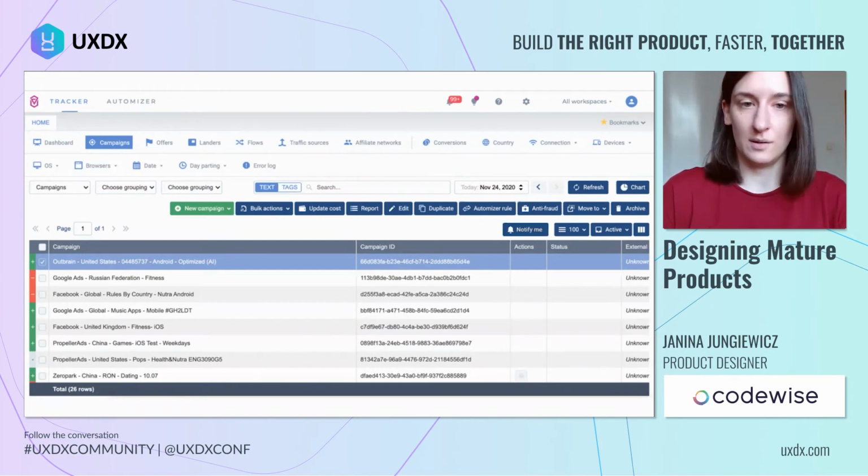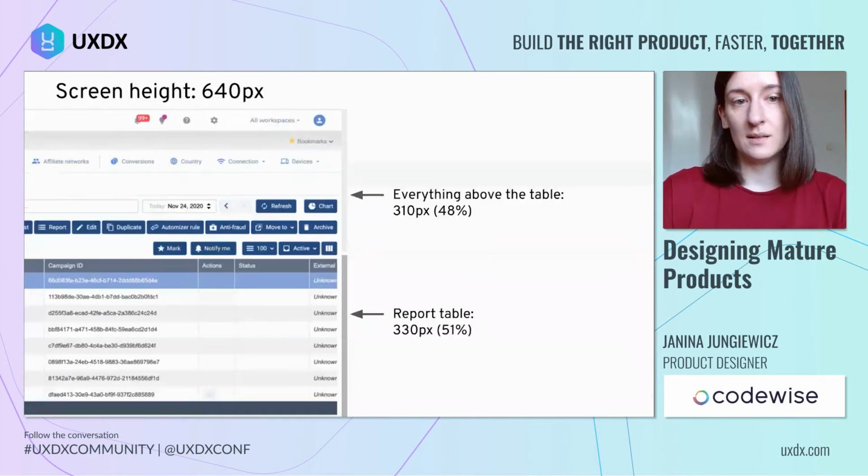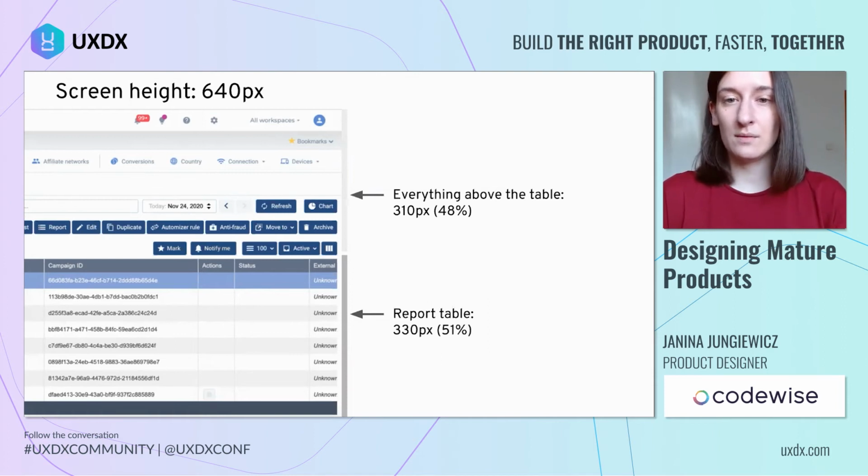And what that means for our users is actually that the report table is now 330 pixels in height, which is around 50% of the whole screen. So basically, each added feature takes space away from the table, and with screens smaller than 640 pixels, which are also common for our users, the table also gets smaller.